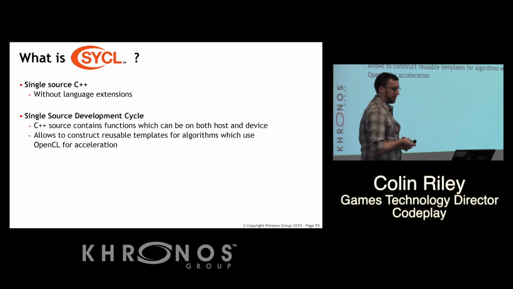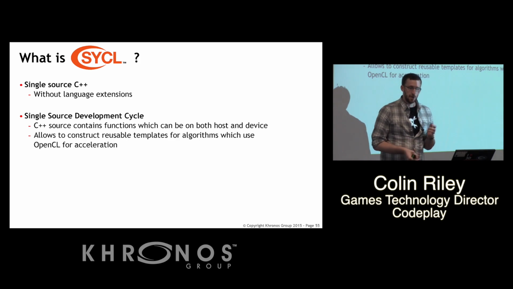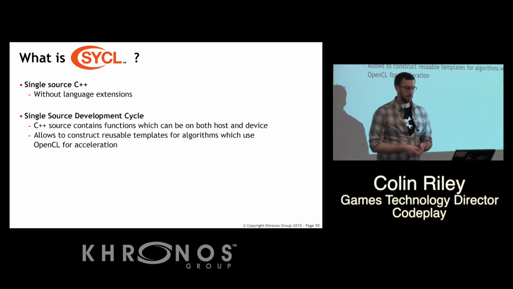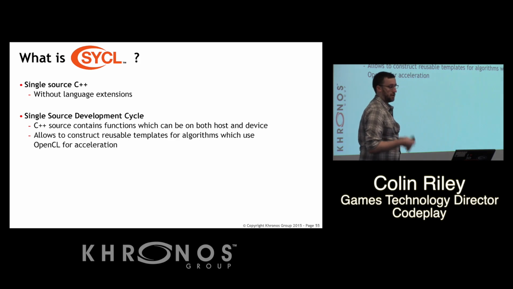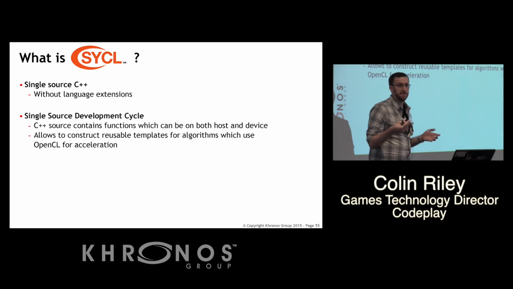The single source development cycle allows for functions that can be run both on host and device, and it allows developers to construct reusable templates for algorithms that are maybe based on old source code. It's very easy to get that onto SYCL, and then use that for OpenCL acceleration.